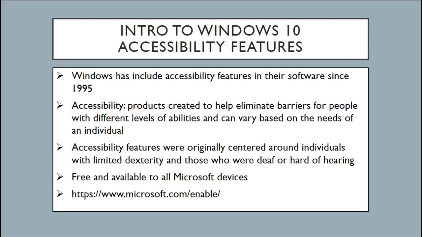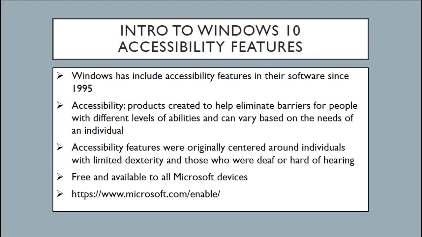Windows has included accessibility features in their software since 1995. Accessibility can be defined as products created to help eliminate barriers for people with different levels of abilities, and it can be based on a variety of different needs of the individual. Accessibility features were originally centered around individuals with limited dexterity and those who are deaf or hard of hearing. All of the accessibility features discussed in this tutorial are free and available on all Microsoft devices.